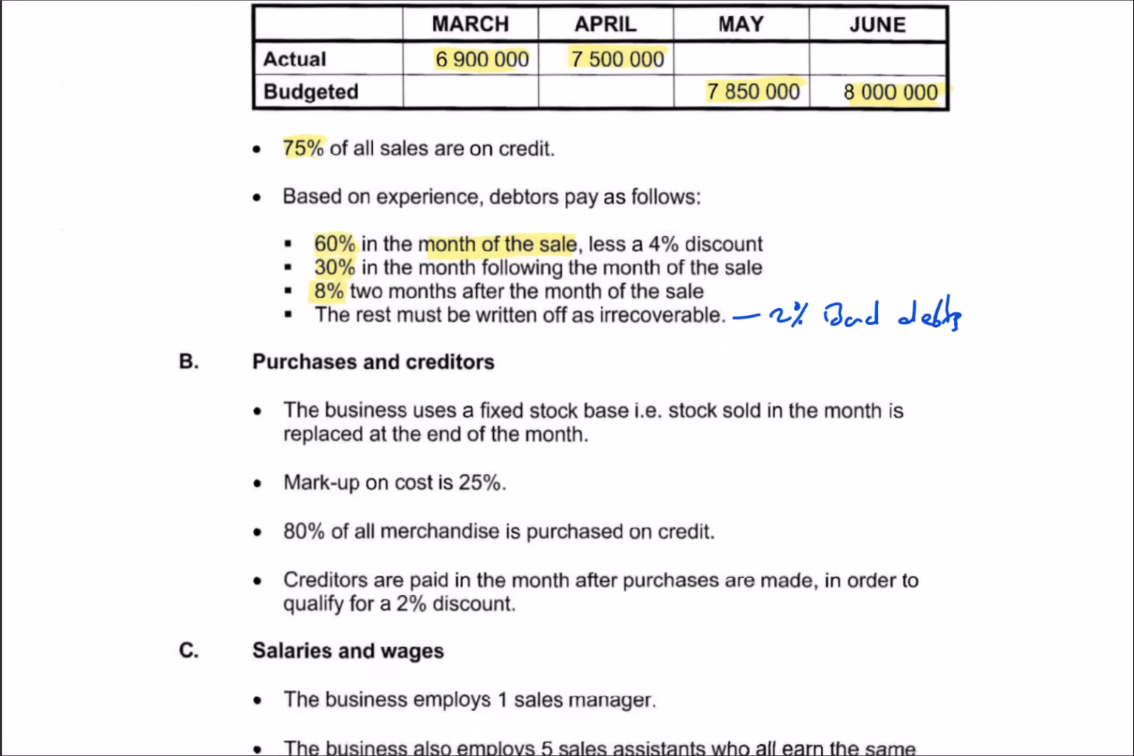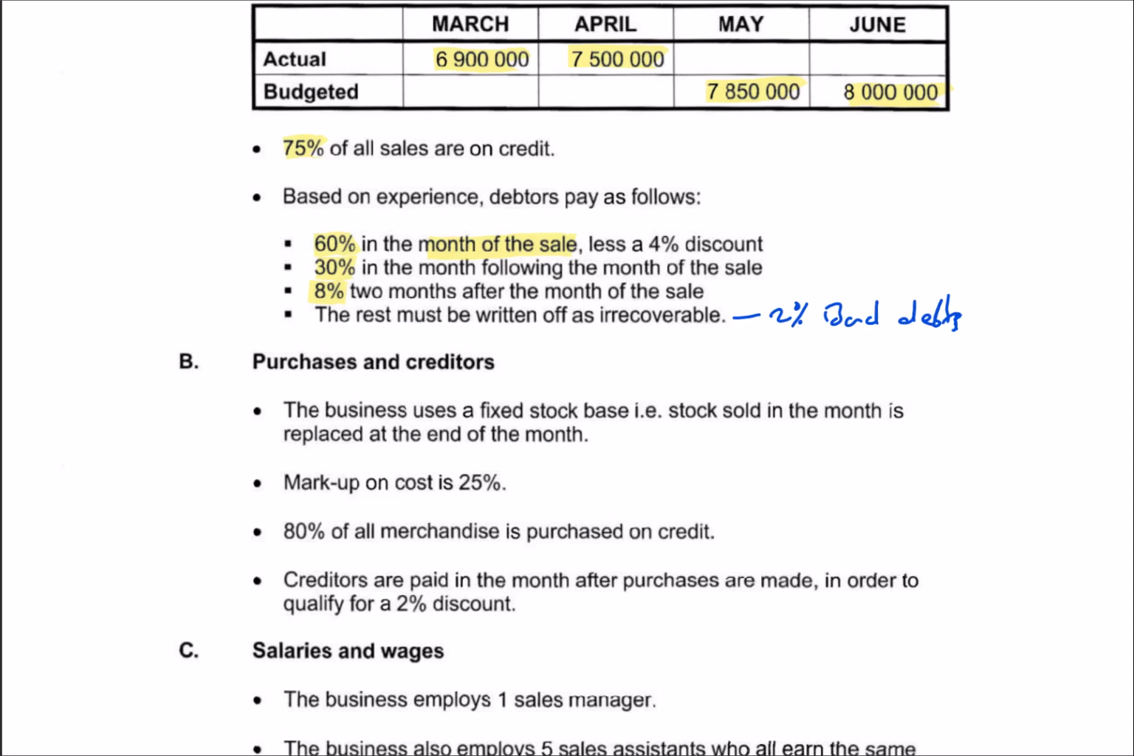Purchase and creditors. Right, the business uses a fixed stock base, that is, stock sold in the month is replaced at the end of the month. So if you sell stock in March, every stock that you sell, you replace it at the end of that month. So they're not worried about the actual dates here, whichever month you sell. Remember, it's a budget. It doesn't say on the 15th of March or on the 29th of March. It says whatever stock is sold in March will be replaced at the end of that same month. It will be replaced at the end of March.